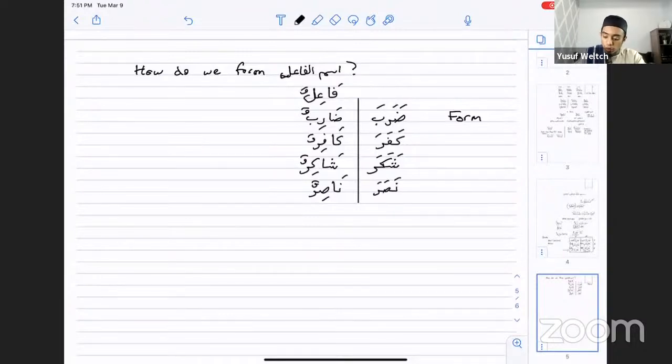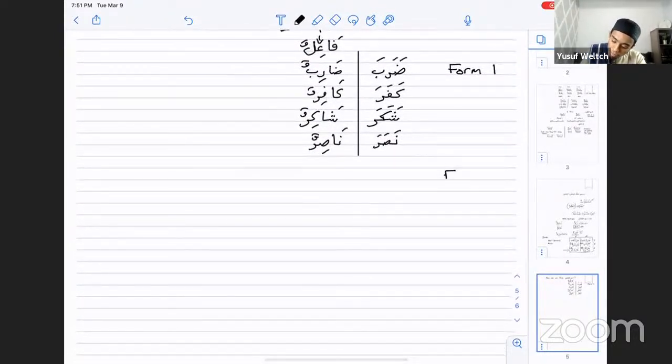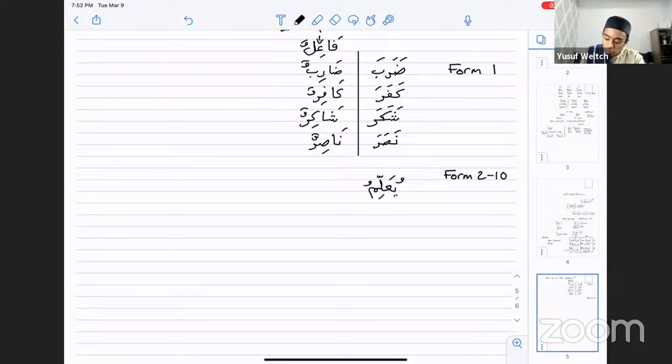So that's form 1. Form 1 is pretty straightforward. You just take your 3 letters, you add an alif after the first letter, and the second to last letter, which is the ayn letter, the one that matches with the ayn in fa'ilun, that gets a kasra, and then you end it accordingly. However, form 2 to 10 are a bit different. So form 2 to 10, let's just use a few examples. The ism al-fa'il is made from the mudari', from the present tense. So let's give a few examples here.